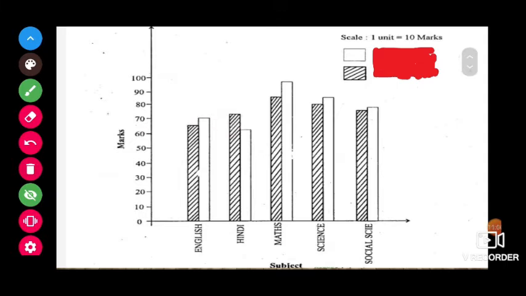Okay. Next, children, maths. The mathematics marks are 88 and 95. So the first one is 88. 88 is almost nearer to 90. So we will take the height of the first bar nearer to the 90, and the other one is 95, so exactly in between 90 and 100 for the next bar. The same way for science and social science.